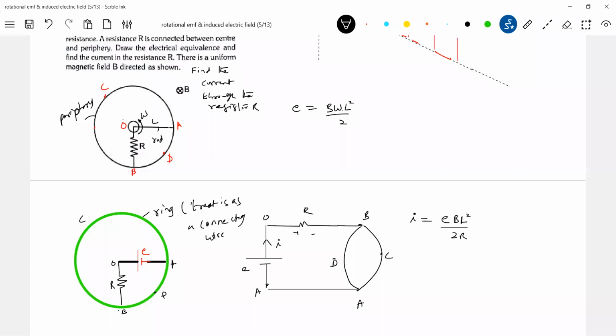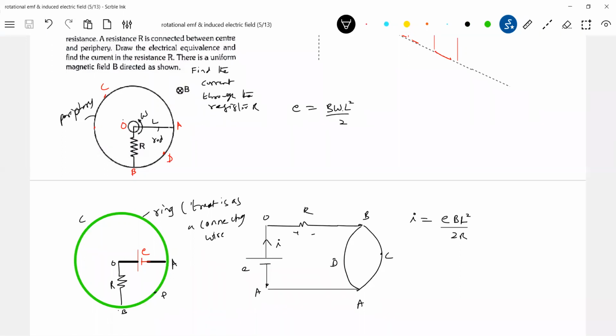Now, if the ring has resistance per unit length lambda, tell me what changes. The arc ADB, it all depends upon the angle between the resistor and the arc length AB, which will determine the resistance. Suppose I give 90 degrees, as I'm showing. Then this will have resistance R_ADB. The other arc BCA will have resistance R_BCA. Replace that with resistance and work out the problem.